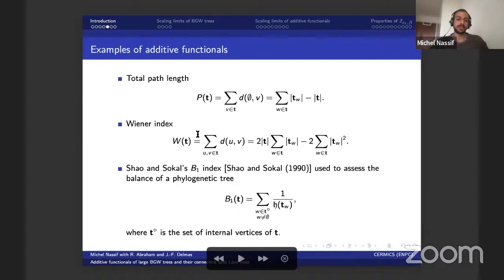So here I give some examples. The total path length, which is given by the sum over all vertices of the distance between the root and the vertex v. And just using a Fubini theorem, you can rewrite it as this. And here you can see that it's a difference between two additive functionals: an additive functional minus the total size.